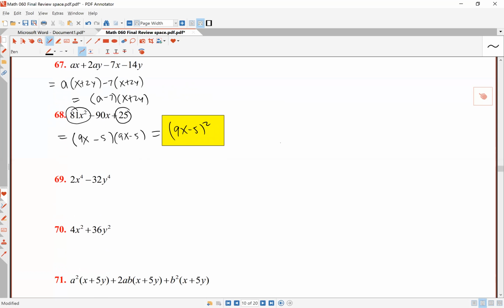Let's see, 69. We have the 2 that can come out of there. That's x to the 4th minus 16y to the 4th. So that's a difference of squares. That's x squared and 4y squared and 4y squared. Add them and subtract them. X squared plus 4y squared is a sum of 2 squares. That's prime. But x squared minus 4y squared is x minus 2y times x plus 2y.